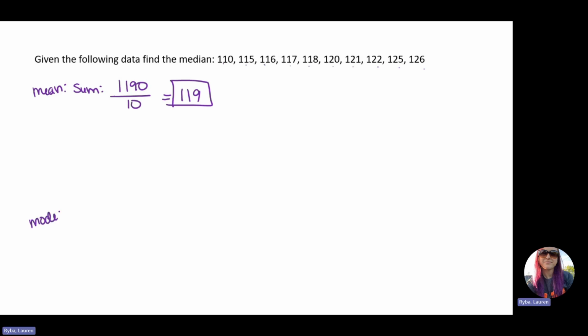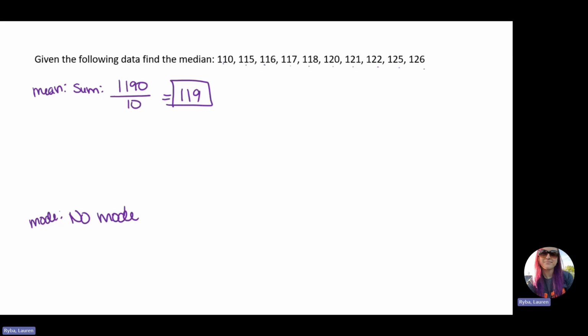I'll jump down to mode. When I look at my data values, all of them occur with the same frequency. Every value I have listed is only listed one time, and therefore we have no mode. In order for something to be a mode, it has to occur more frequently than other values.